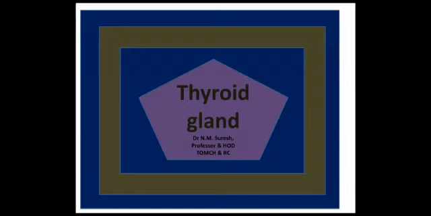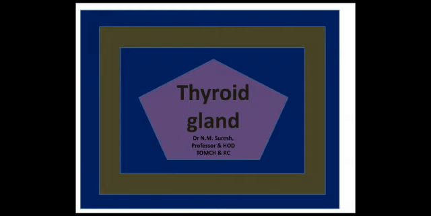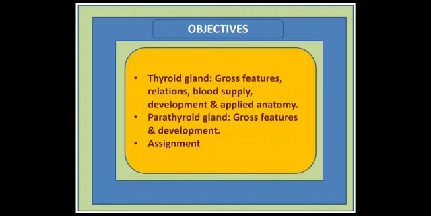Morning. Today we are going to talk about the thyroid gland. At the end of the session, you should know in detail about the thyroid gland, its gross features, relations, blood supply, development, and applied anatomy. Apart from this, you should also know about the parathyroid gland, the gross features, and development.